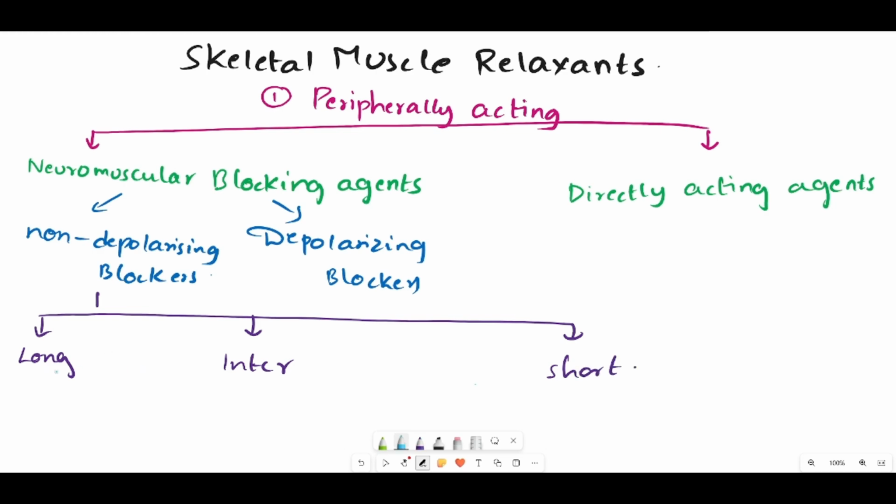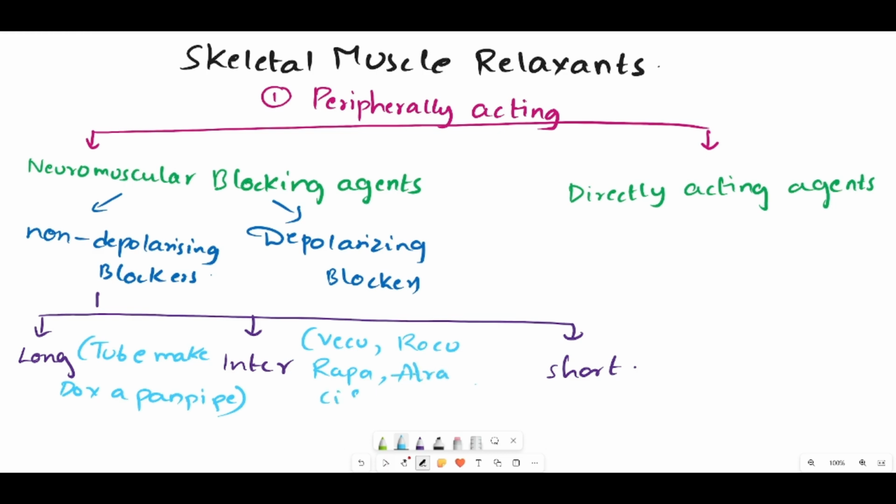So coming back to the tricks, in the long acting, the trick here is long tube make doxapan pipe. Long tube make doxapan pipe. And coming to the intermediate, the trick here is Veku, Roku, Repa, Atra, and Sisatra. Coming to the short acting, there is only one drug which will be starting with Miva.